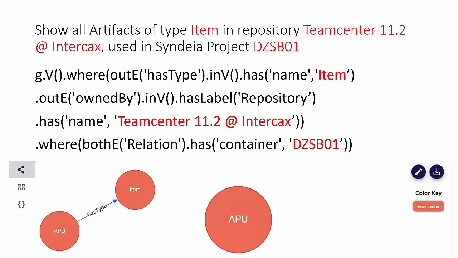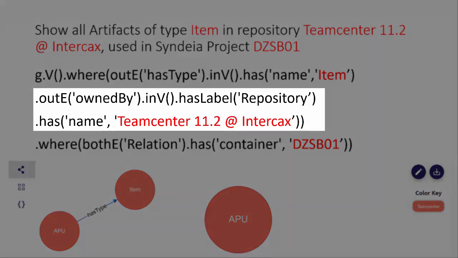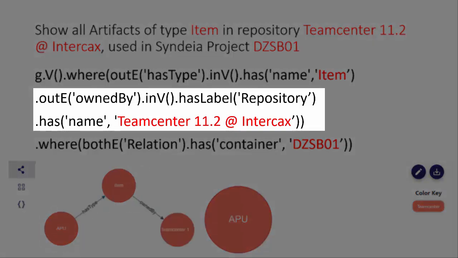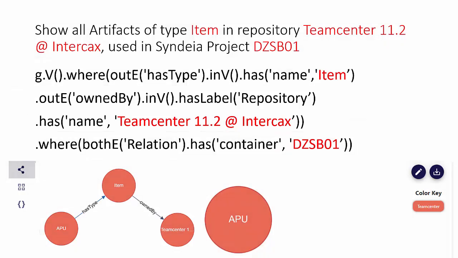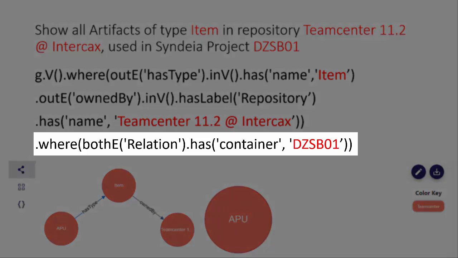However, the name item might not be unique. There might be other TeamCenter repositories in use that have items, or even items in other kinds of repositories. In the next two lines, we take the chain one step further to the specific repository vertex to avoid that possibility. Filtering artifacts by the Syndeia project they are used in represents another challenge. Artifacts don't belong to Syndeia projects. Only intermodel connections that link artifacts in different repositories do. To find artifacts that take part in such connections, we look for either outgoing or incoming relationships.